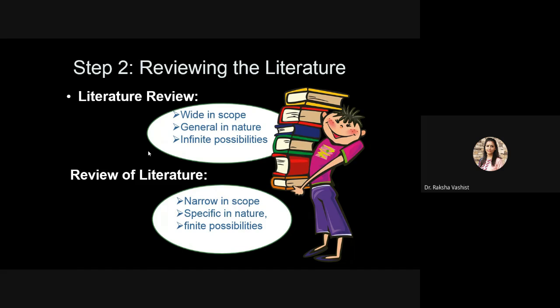All right. Basically, literature review helps to choose the topic from a very wide area. Okay. But once you have chosen your topic from the wide area, wide scope, then you do the review of literature to find out the solution for your objectives. All right. So there is a difference between literature review and review of literature.